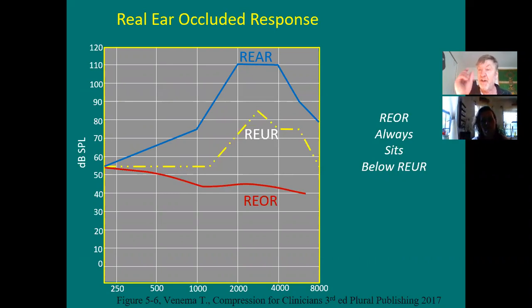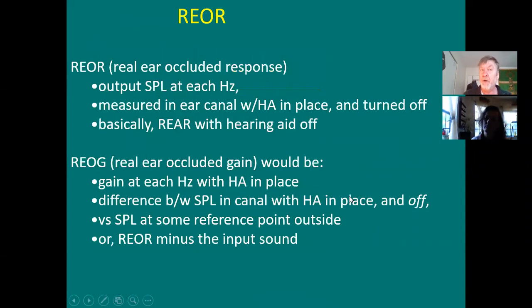If your vent was very small, your real ear occluded response would look quite different from your real ear unaided response. And that's really the main reason people did REOR. You're checking the output sound pressure level at each frequency with the hearing aid in place and turned off. Basically, it's REAR with the hearing aid shut off.